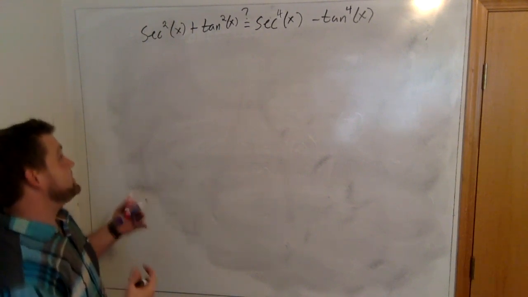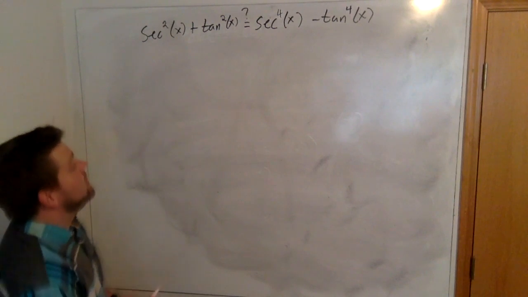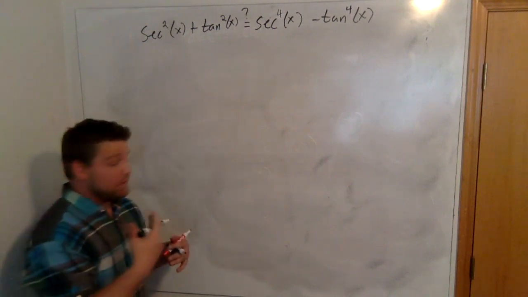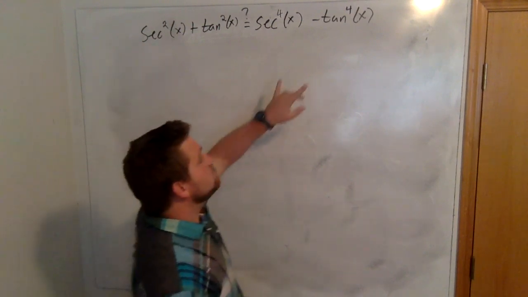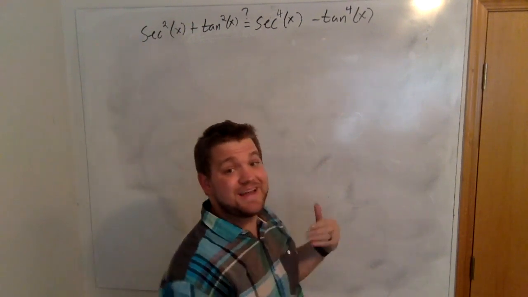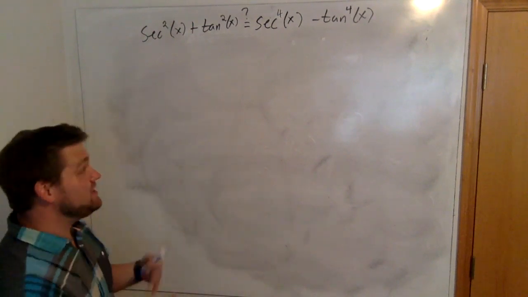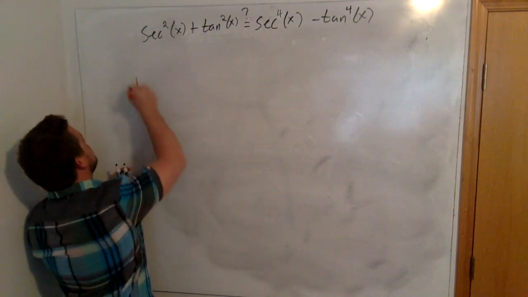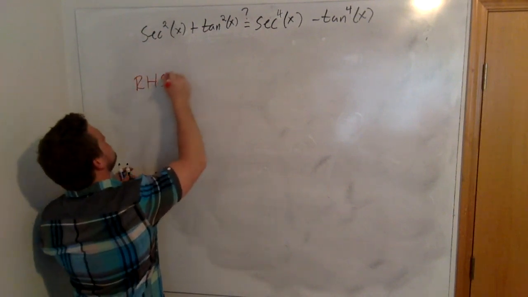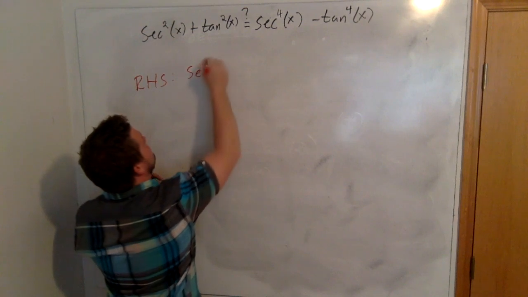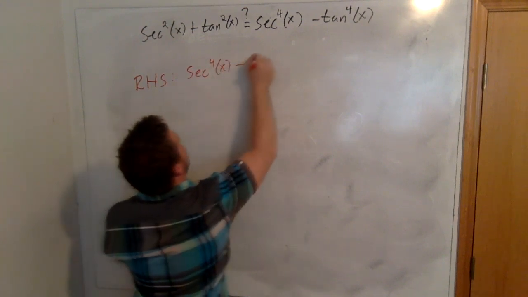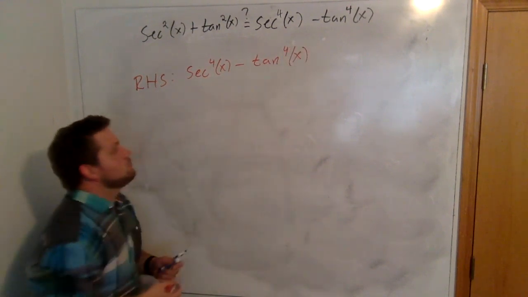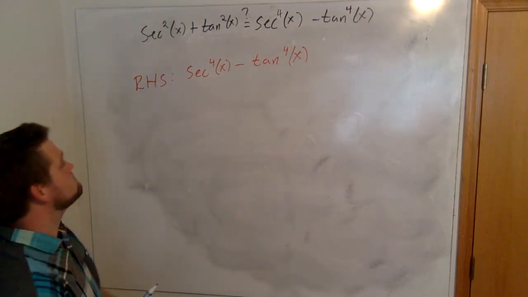Now, starting with the left-hand side or the right-hand side, what's immediately what I'm seeing here, is this right-hand side looks a lot like a difference of squares to me. So I think I'm going to work with the right-hand side on this one. So let's start with the right-hand side, which is the same thing as a secant to the 4th of x minus the tangent to the 4th of x. For me, this is begging for me to do a difference of squares factoring.